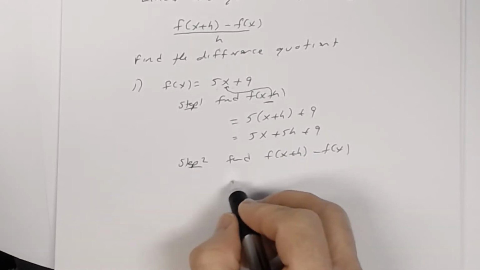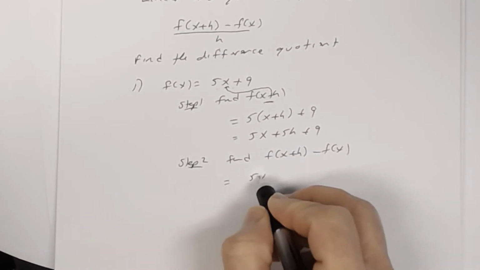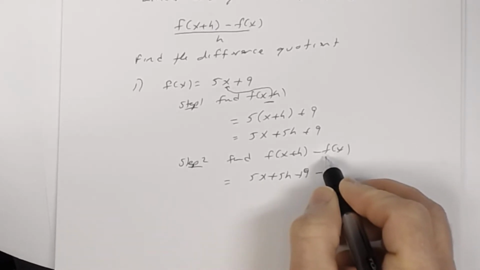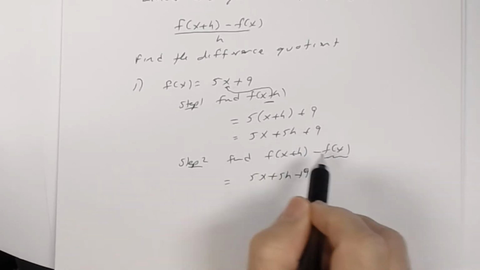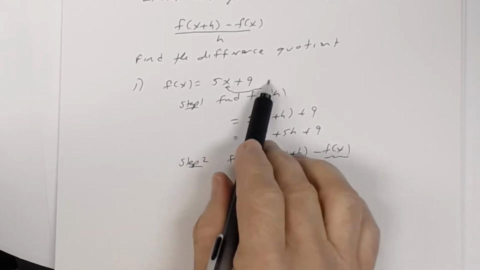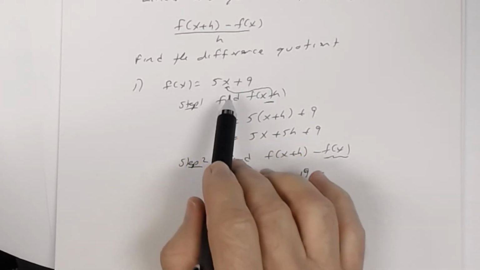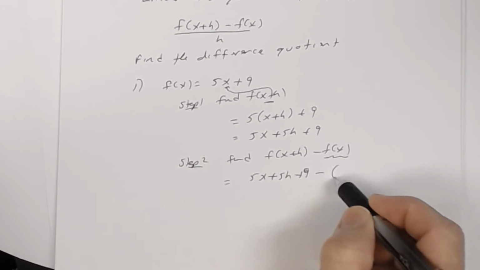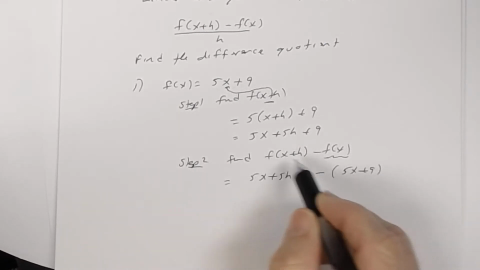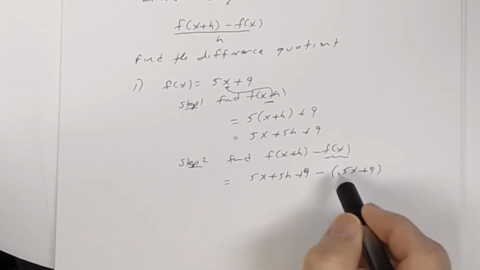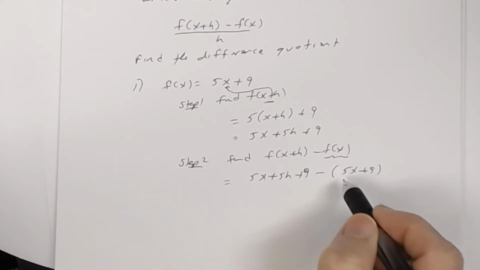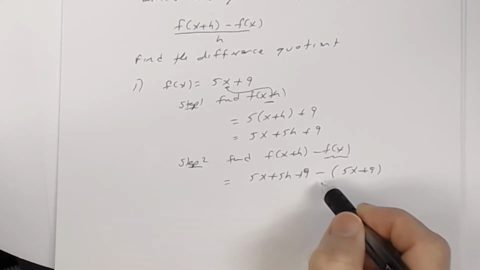So this becomes 5x plus 5h plus 9 minus, now you've got to be careful here, you're subtracting f of x. You're subtracting your function, this is your function, f of x. So you're subtracting all of this. You must put that in parentheses. The reason is if you don't put that in parentheses, most students only subtract the first term and forget about all the other terms. So you must put that in parentheses. If you don't, you will make a mistake.